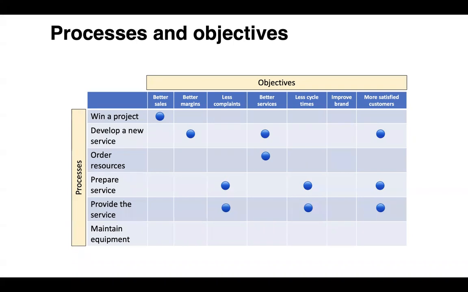Okay, so now check the process maintain equipment. It must exist, but does not contribute directly to any overall objective. So processes like this one are tricky. If you are excellent in these kinds of processes, they will be expensive, but will not contribute to customer satisfaction or to meeting the organization's objectives.